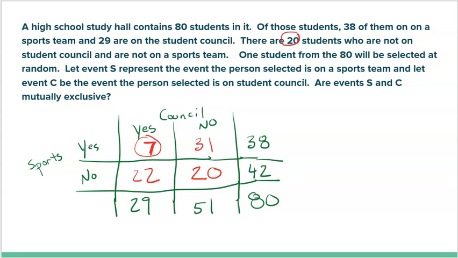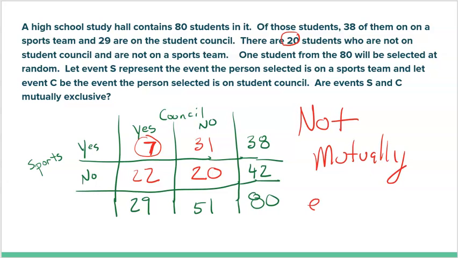So all of these numbers on the inside are very, very specific. But for this video, really the only one that matters the most to me is the double yes, because that's the overlap. So if S is playing on a sports team, C is being on student council, there are 7 kids who do both. So these two events are not mutually exclusive. Because remember, mutually exclusive means that there is no overlap. These two events cannot happen at the same time.